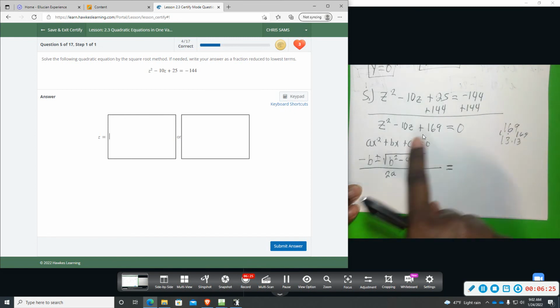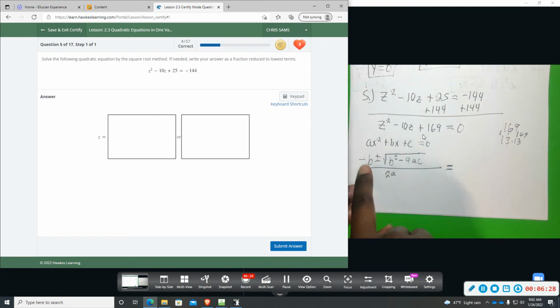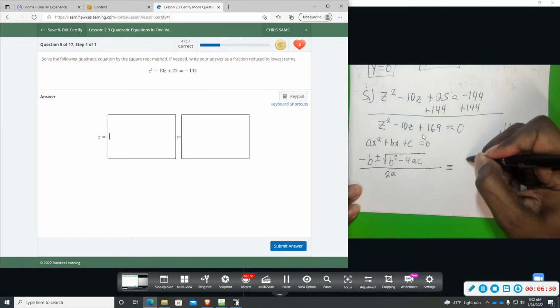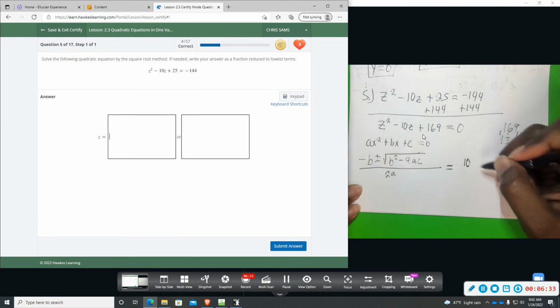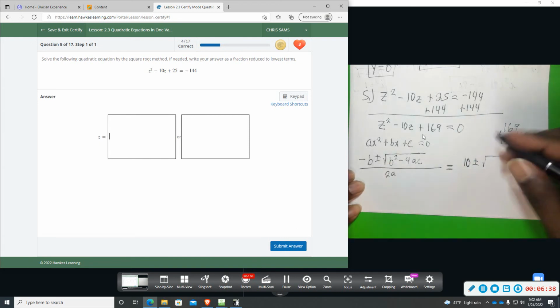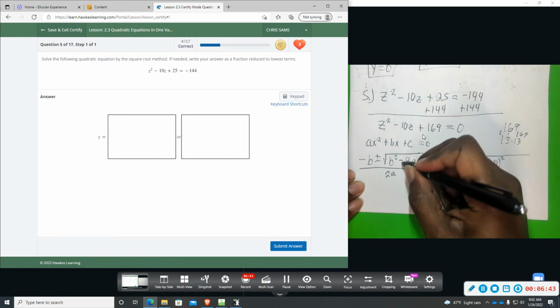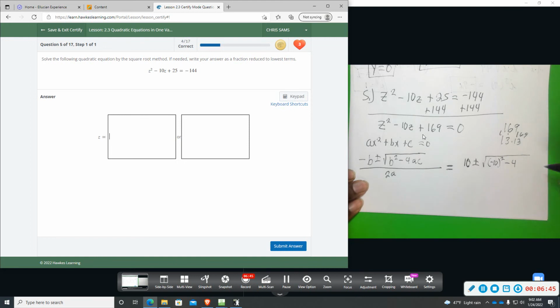So when I plug in negative 10 to an already negative number, it's going to become positive. So this is going to be 10 plus or minus the square root of negative 10 squared, b squared, minus 4 times a, the number out front is a 1, 4 times 1, times c, which is 169, all divided by 2 times 1. Okay, so this is plugging it into the quadratic formula.